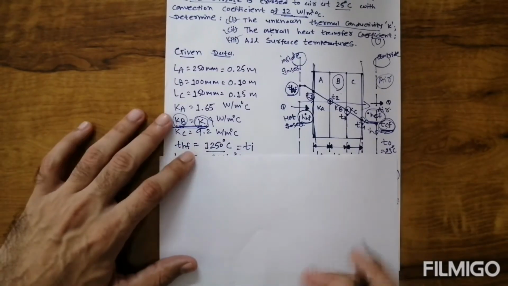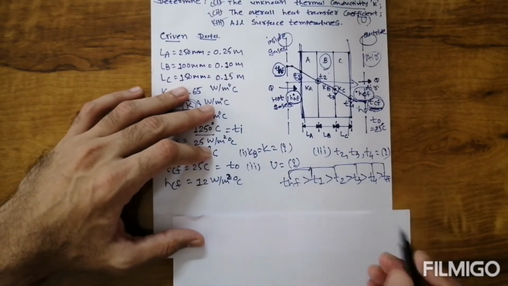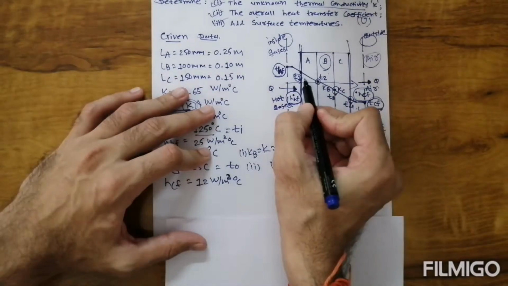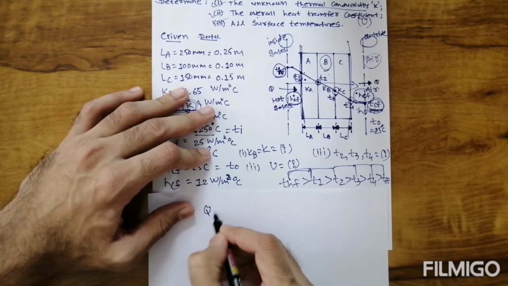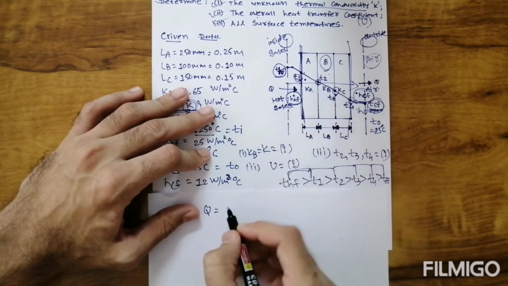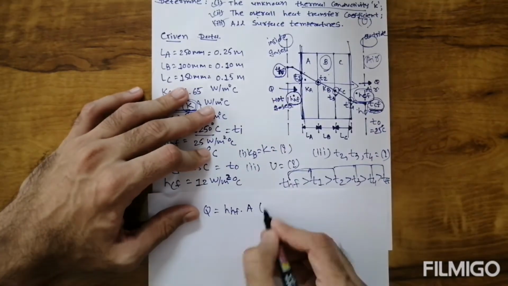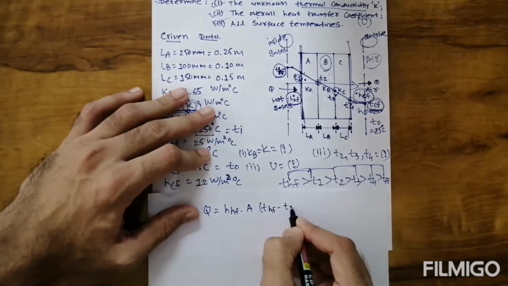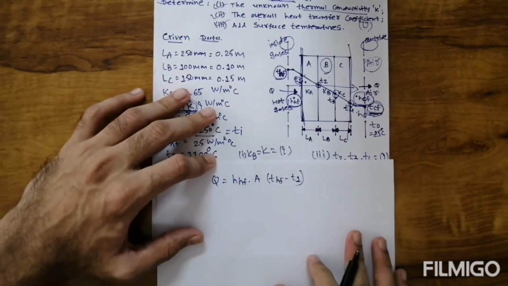Individual means the rate of heat transfer from THF to T1. The rate of heat transfer from THF to T1 takes place by convection, and the convection equation is Q equal to hA delta T, but instead of h it will be hHF, times area, times the temperature difference THF minus T1. So that is the first rate of heat transfer equation, for THF to T1.